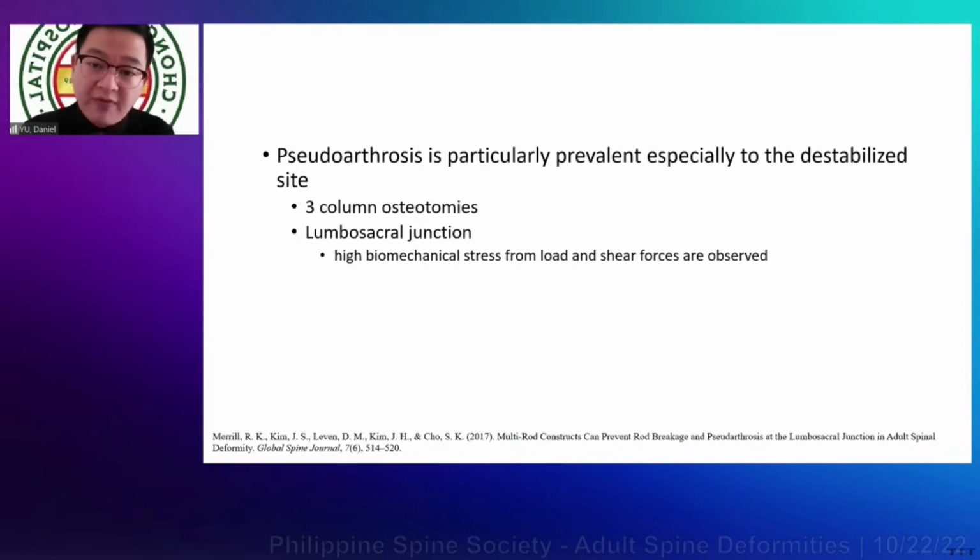Pseudoarthrosis is particularly prevalent at destabilized sites, usually where three-column osteotomies are done, and at the lumbosacral junction, an area with high biomechanical stress from load and shear forces.